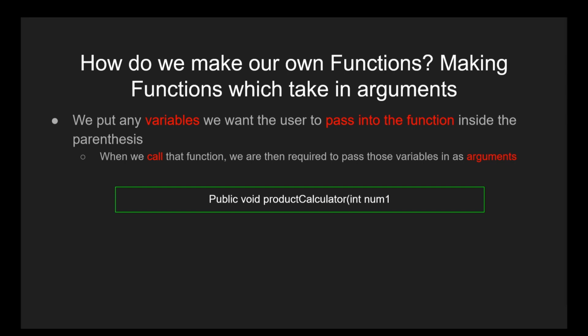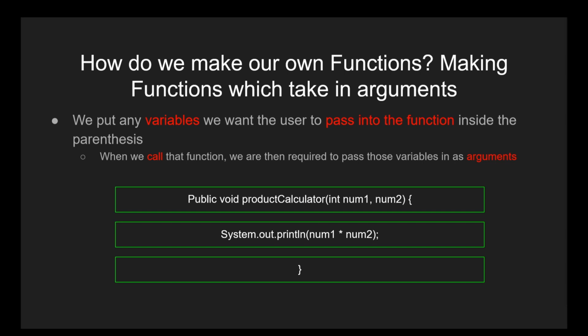Then, if we want to add another argument, we simply add a comma in between the two, and we can make another integer variable num2 to hold the second number. We could do this however many variables we want to pass into the function, but for now, let's close off the parentheses and just print the product of num1 and num2.